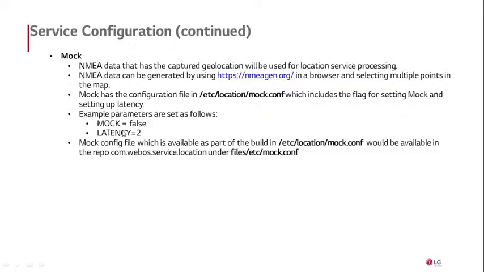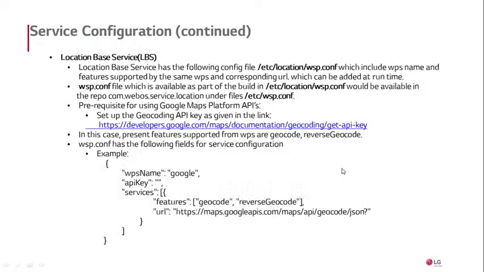Basically, these are the parameters. mock=false indicates that mock is disabled. mock=true indicates that mock is enabled. latency=2. The mock config file, which is available as part of the build in this path, would be available in the repo com.webos.service.location under files/etc/mock.conf.